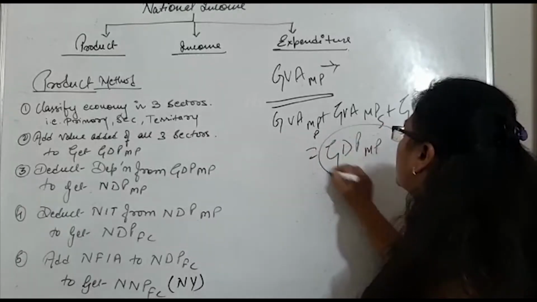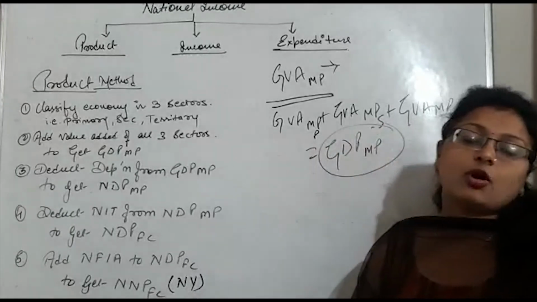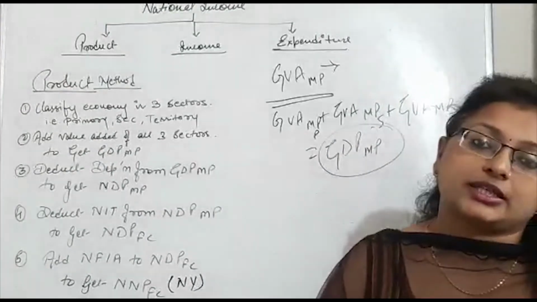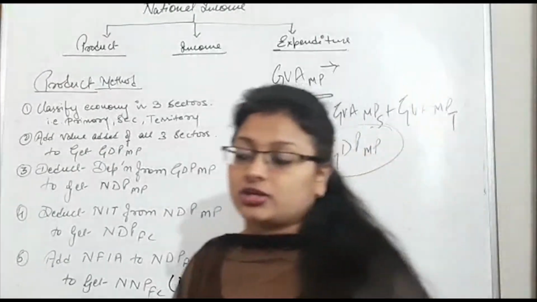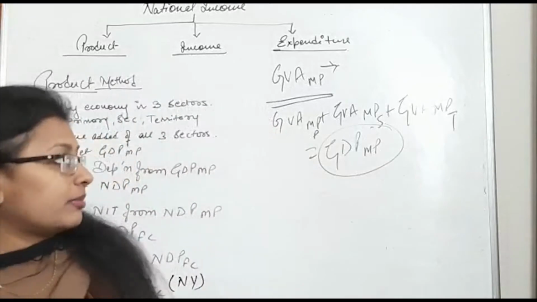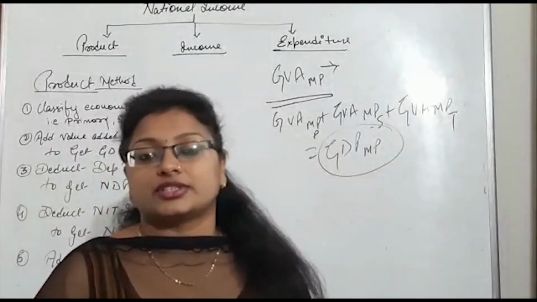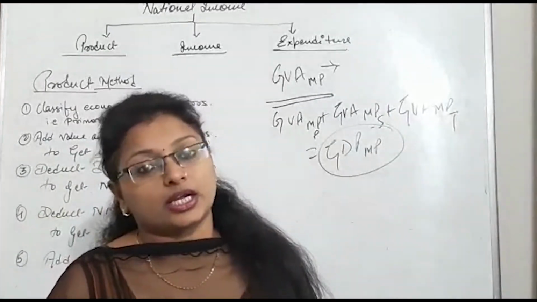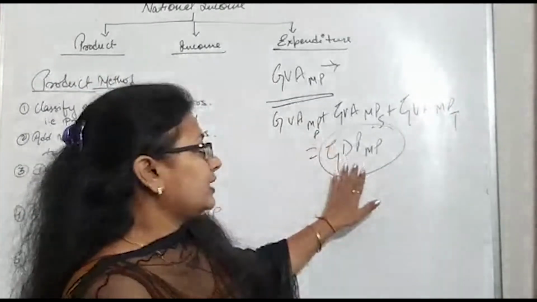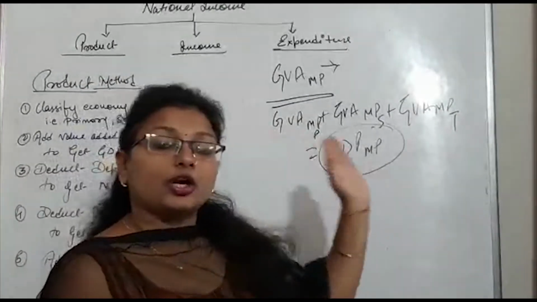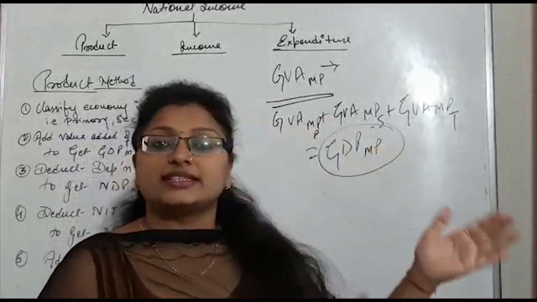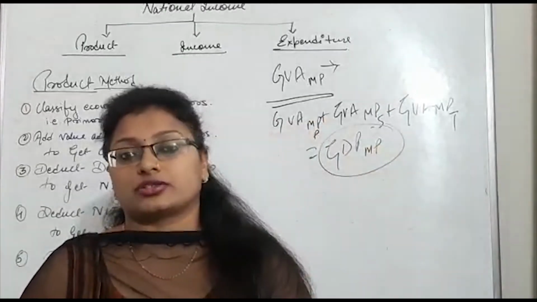This is a very usual and common name which we have often heard in our earlier classes also, in 9, 10, etc. GDP is nothing but the total value of goods and services which are produced in an economy in an accounting year. So we can get GDP by adding gross value added of all the three sectors, that is primary, secondary and tertiary.